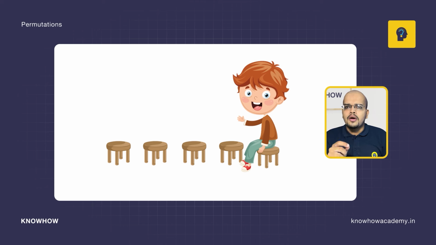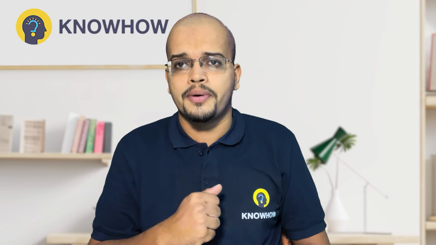So now what is the probability here? The probability here is that out of 5 people, one person will get 4 chairs to sit, the second person will get 3 chairs to sit. So like this we have the possibilities.